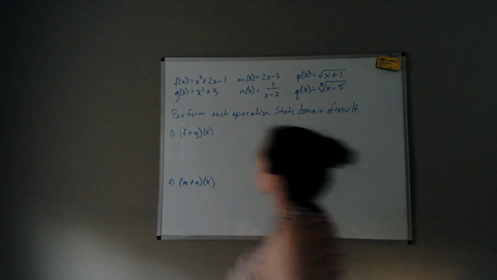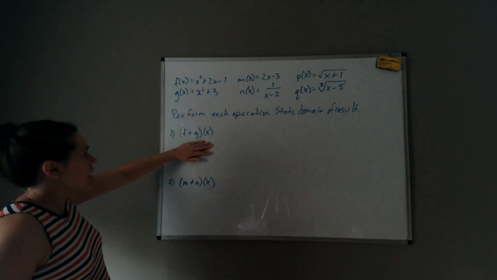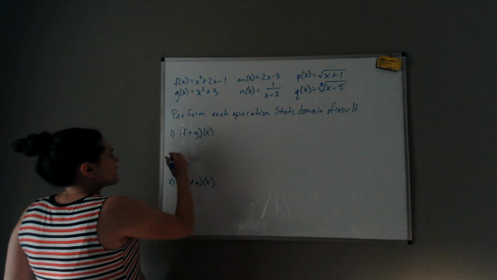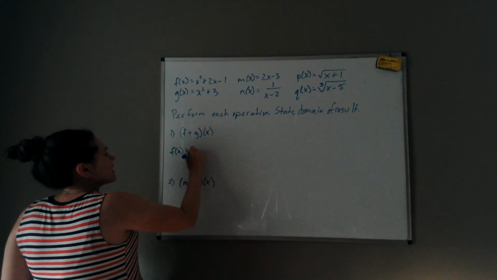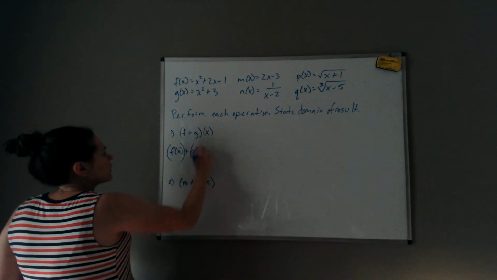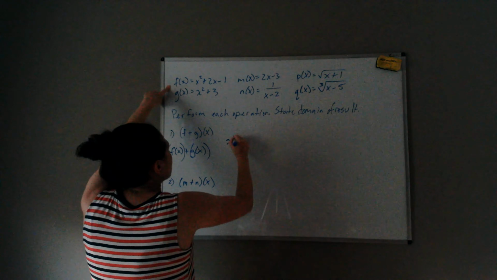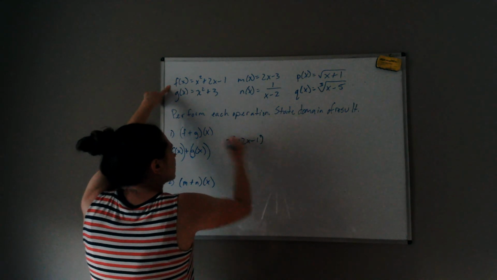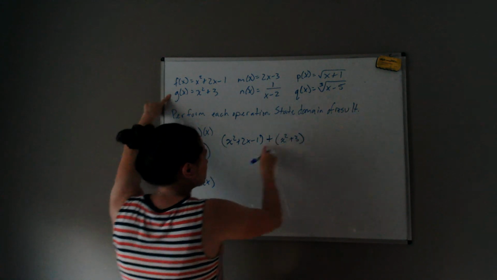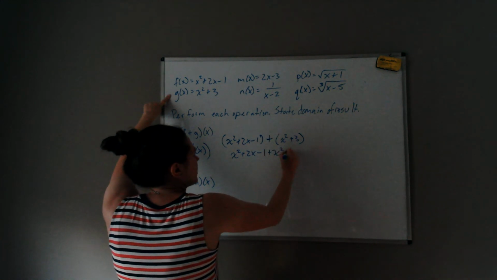So the first two problems that we'll do, okay, this right here says that we are going to have a new function by adding f with g. Now notice it says state the domain of the result, okay? So what this is saying is our new function is made up by taking f of x and adding it with g of x, okay? Now technically, we're taking f of x, which is x squared plus 2x minus 1, okay? And we're adding it with g of x, which is x squared plus 3, okay? Do we need the parentheses here? Not really. X squared plus 2x minus 1 plus x squared plus 3.